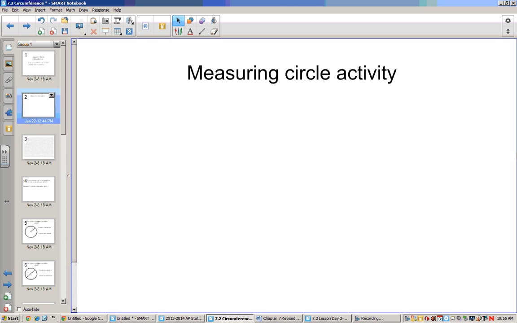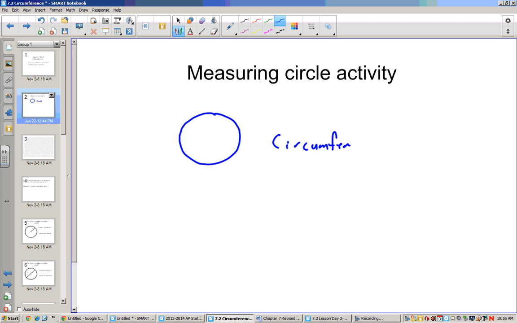In class, what we do is a measuring circles activity. So what we did is we measured the distance around some circle. And the distance around a circle is called the circumference. And then we measured the distance across an object. The distance across the object we call the diameter.